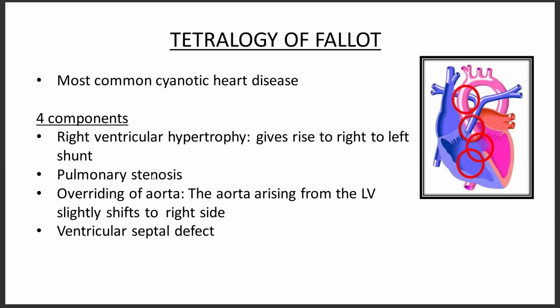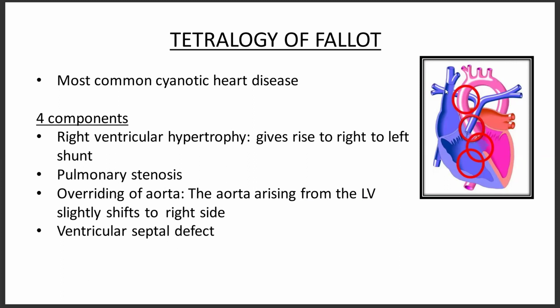Then we have pulmonary stenosis, that is right ventricular outflow obstruction. Then we have overriding of the aorta, that is the aorta usually arising from the left ventricle, which slightly shifts to the right side. Then we have the ventricular septal defect.